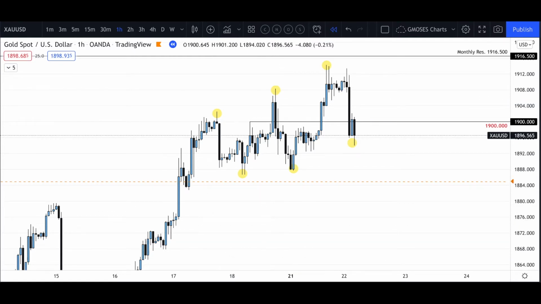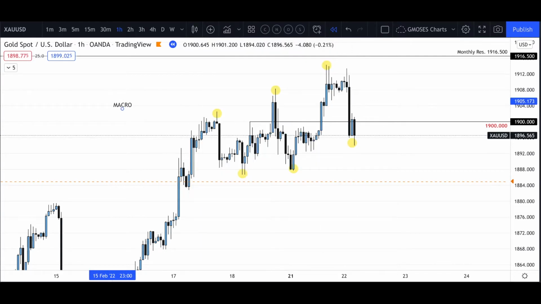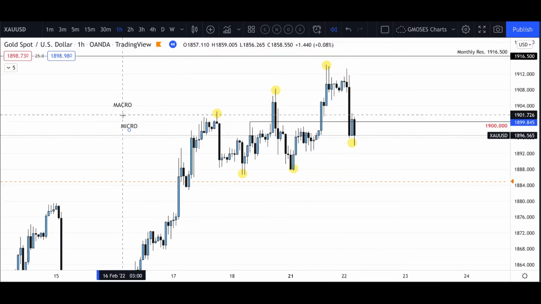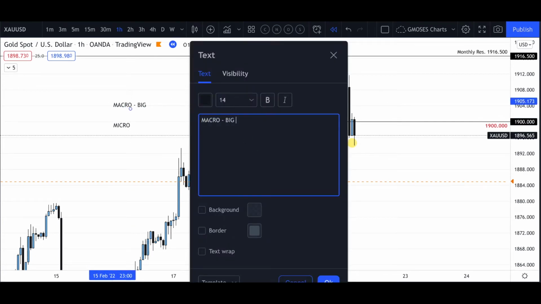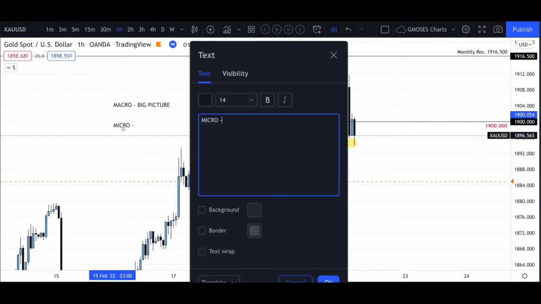You have macro and you have micro. What do I mean by that? Macro being the big picture, and micro being the small picture, the minutia, the little stuff that's the noise, as we call it. The noise that's in between the big picture.